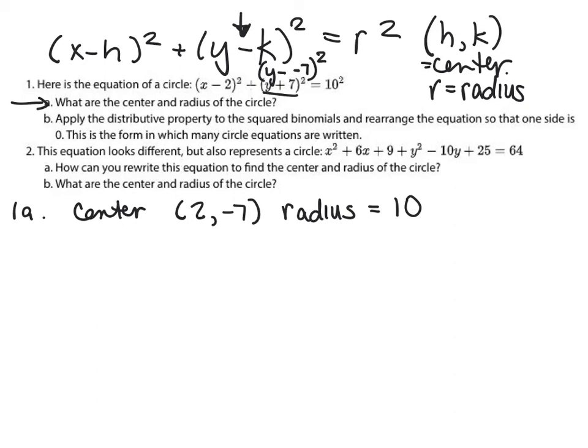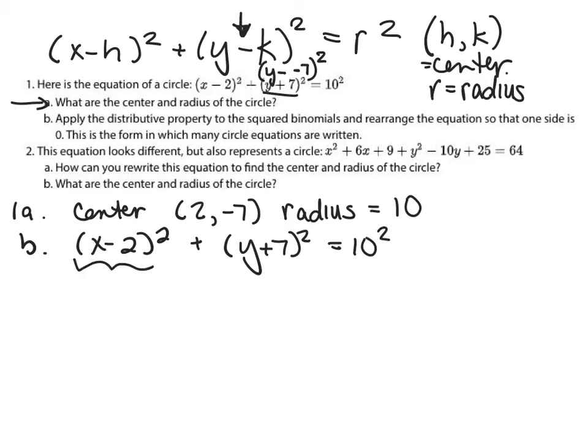B, apply the distributive property to the squared binomials and rearrange the equation so that one side is 0. That means I'm going to take x minus 2 quantity squared, y plus 7 quantity squared, 10 squared. So if I distribute this squared binomial, I'm really doing x minus 2, which is x squared minus 4x plus 4. Okay, the first and the first is x squared. Outer is a negative 2x. Inner is a negative 2x. I add those together, I get negative 4x. And last is negative 2 times negative 2, which is positive 4.